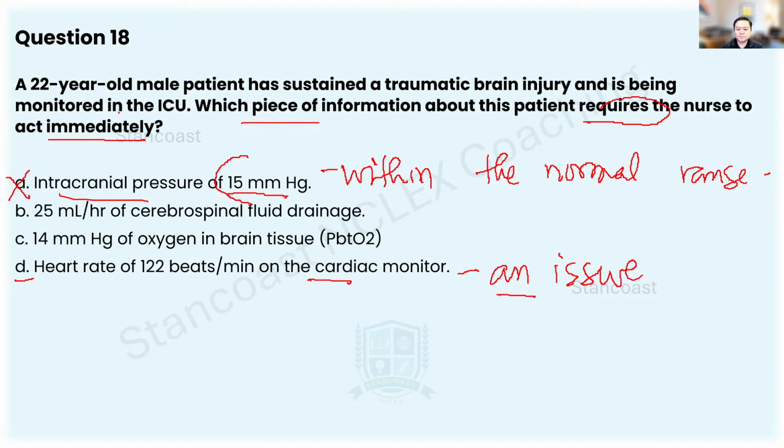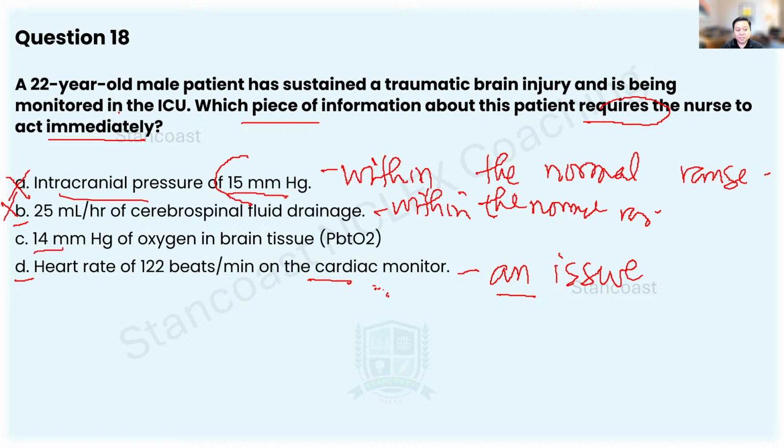This is a problem, guys. We know that this is something that you should also take care of. But if you are going to look into letter B, what is in letter B? 25 mLs per hour CSF drainage. The 25 mLs per hour CSF drainage is considered within the normal range as well. Within the normal range. So we are eliminating this one as well.